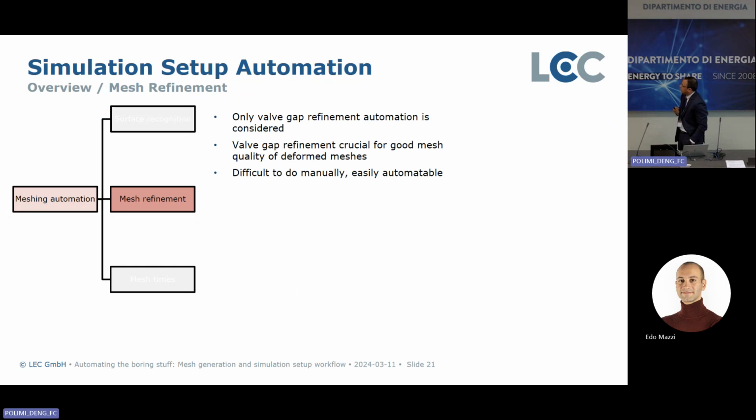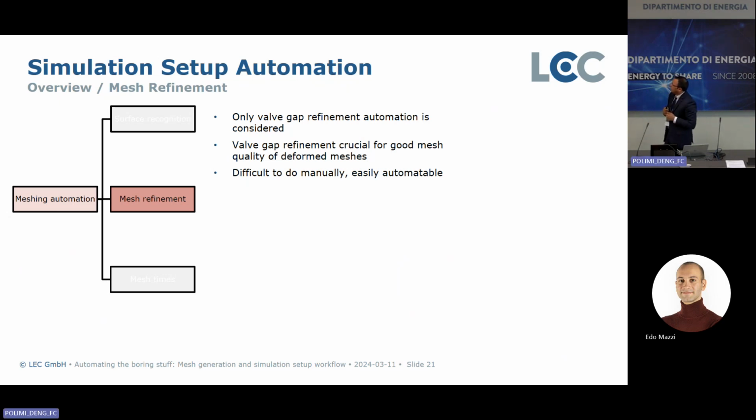Another topic here is the mesh refinement. The user can always choose whatever mesh refinements they want to put, for example, on a spark plug. But one that can be automated easily is the valve gap refinement. It is important because you do not want to end up with a lot of cells. If you open the valve and you start with very fine cells, you will end up with a lot of cells. And we would like to reduce the cell count as much as possible.